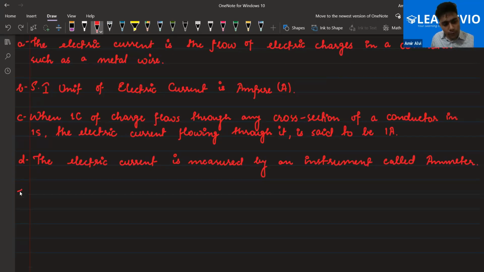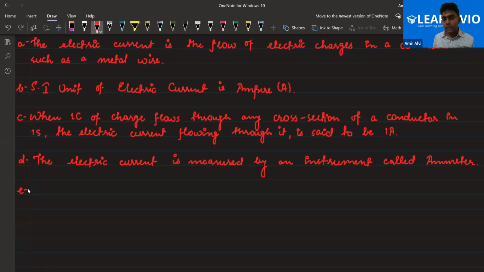Next point: we have discussed that voltmeter is connected in parallel combination, but ammeter is connected in series combination. We will discuss why it is connected in series once we do the combination of resistors. The coming topic is the combination of resistors, after Ohm's law and the factors affecting resistance. That is one of the most important and most confusing topics in electricity so far. Once we do that, you will get to know the reason why we connect the ammeter in series and voltmeter in parallel.